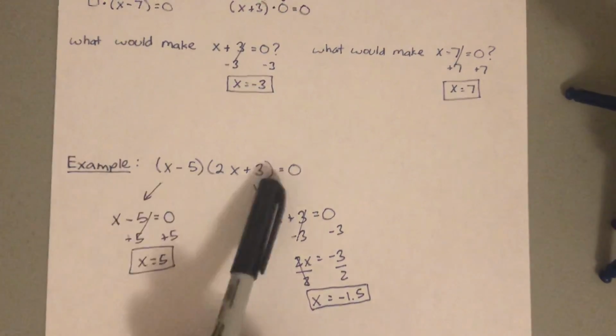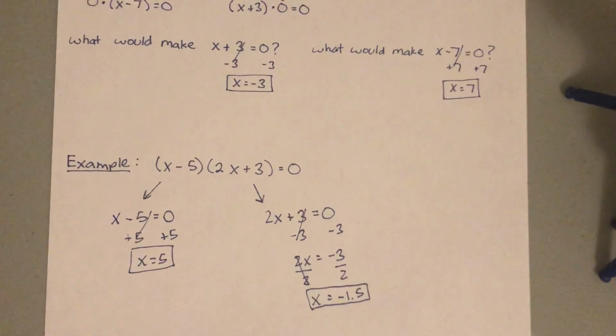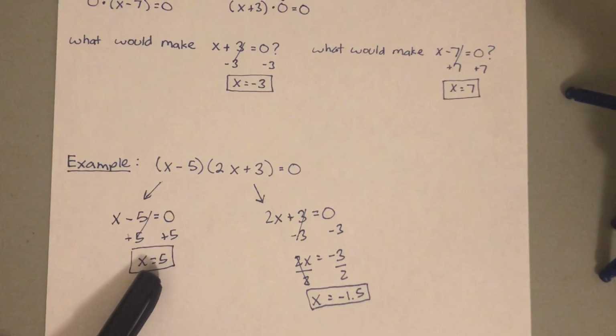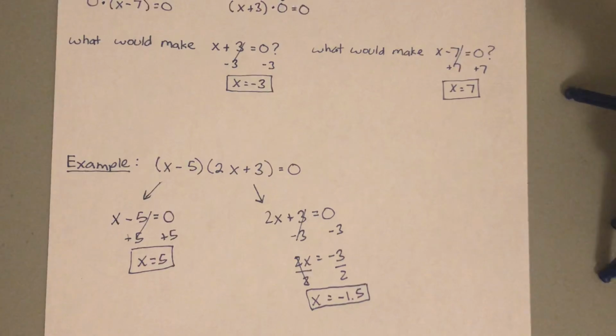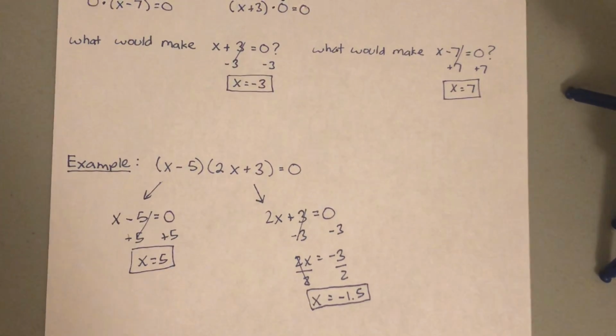So that means if you were to graph this function, the two spots where the function is equal to 0 would be at 5 and negative 1.5. Those are the two spots that cross the x-axis because they happen when y is 0. They cause y to be 0. And so those are the two solutions.